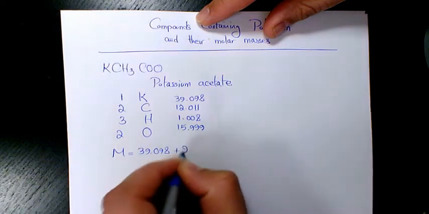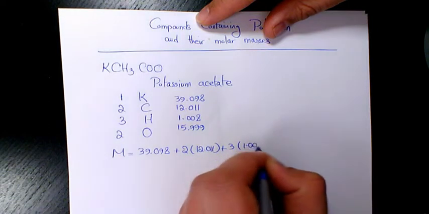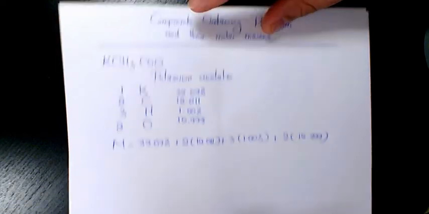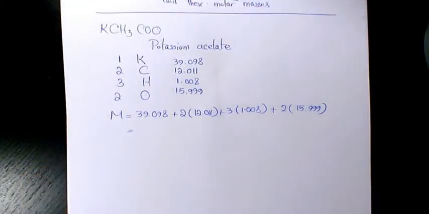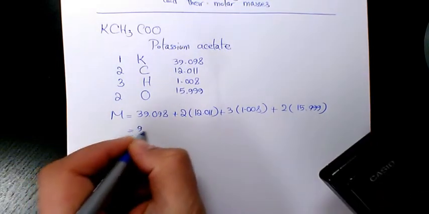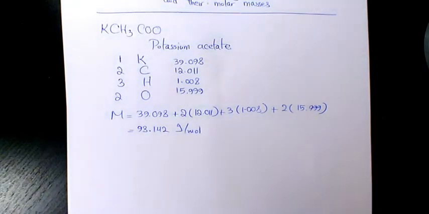39.098 plus 2 times 12.011 plus 3 times 1.008 plus 2 times 15.999. So when you calculate it, it's going to be 98.142 grams per mole. That's the molar mass of potassium acetate.